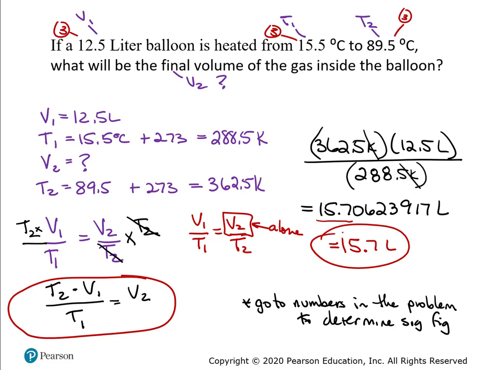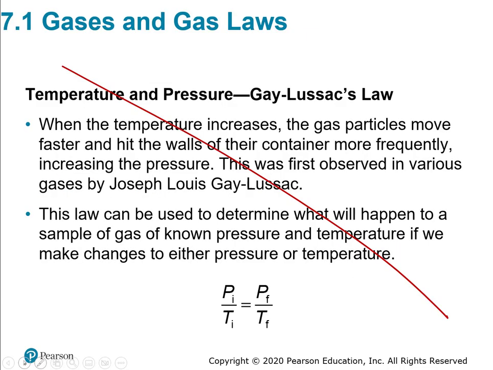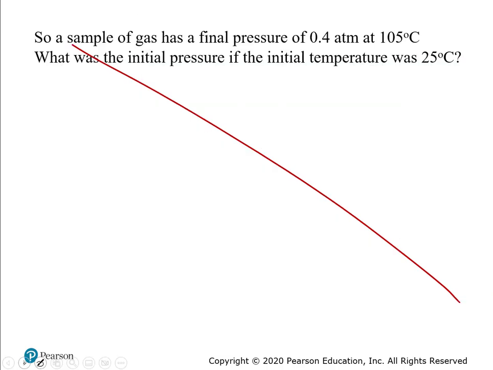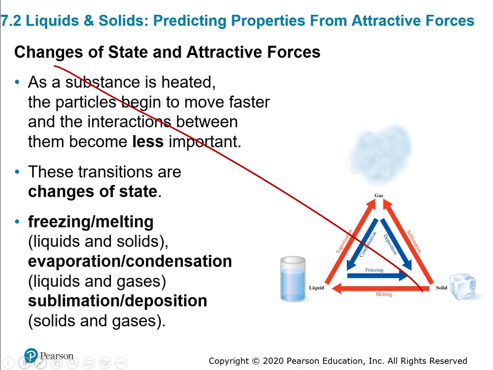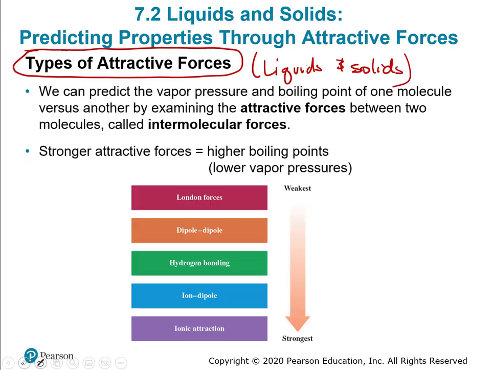Okay, so Boyle's Law and Charles' Law, those are the two. Now, there's actually a whole bunch of others. We have Gay-Lussac's Law, but we're not going to bother with it. We also have changes in state, but we're not going to do a whole lot with that. So we're going to jump forward and talk about solids and liquids.